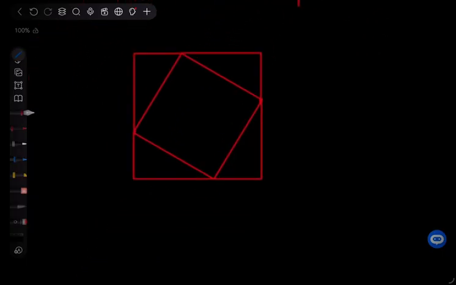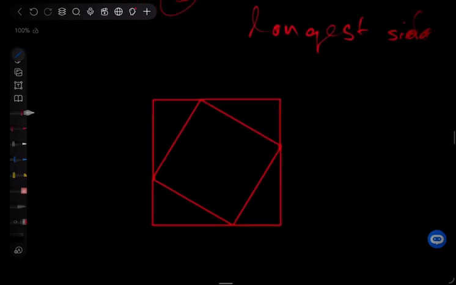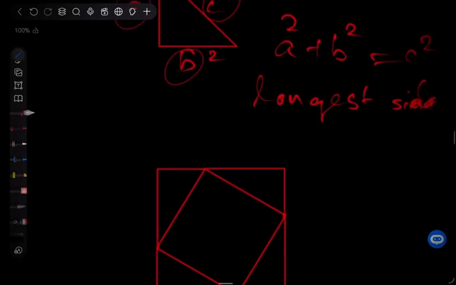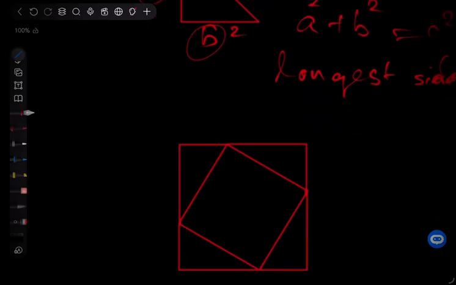Now I've taken identical copies of this triangle. So the base is B, the height is A, and the hypotenuse is C. This is the base, and here it's B, and here's the height A, and here it's B, and it's inverted here, so it's A, B, and the inside is C.